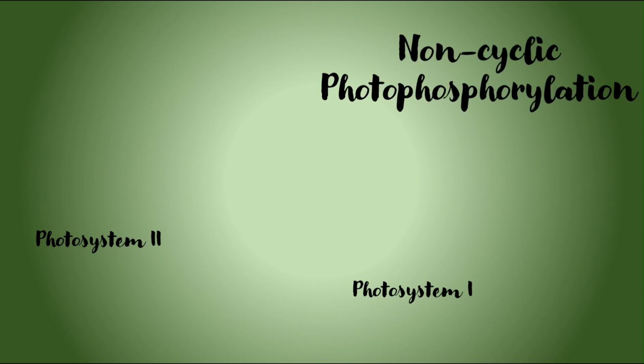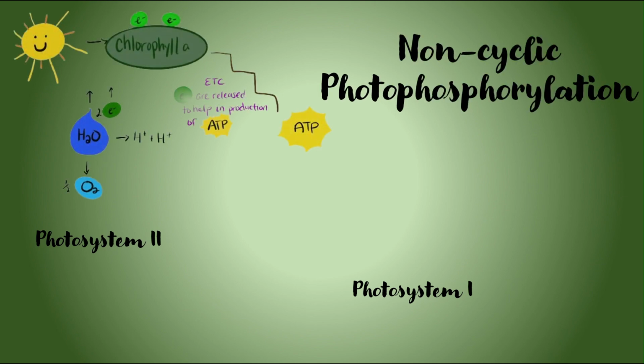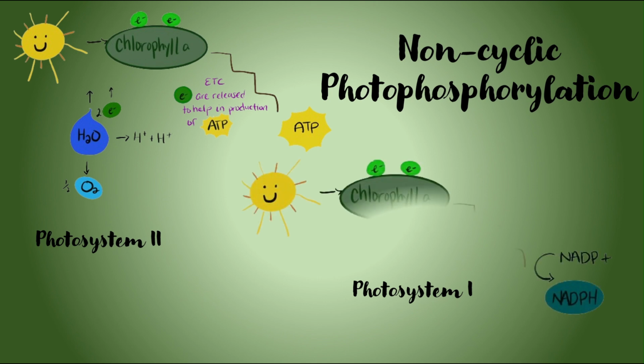During the non-cyclic photophosphorylation, we do not see the electrons going back to chlorophyll, but they are used to help produce ATP. We have photosystem 2 and photosystem 1. Then in photosystem 1, we have the electrons going through the electron transport chain, and the electrons are used to produce NADPH.